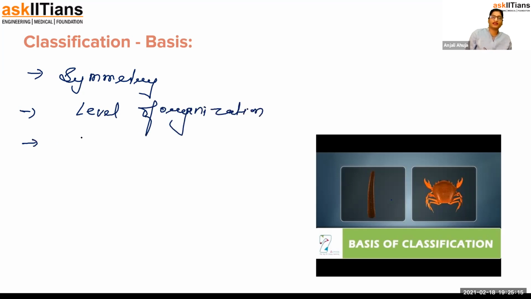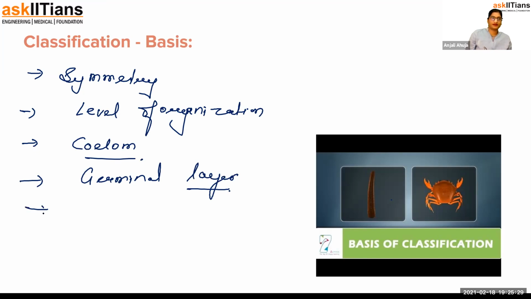Acha, coelom I did not tell you yet. I'll tell you coelom also now. Coelom, and then there is germinal layer. And then triploblastic, symmetry, unicellular, multicellular, level of organization, cell organization. These are the points we have discussed now, I suppose.